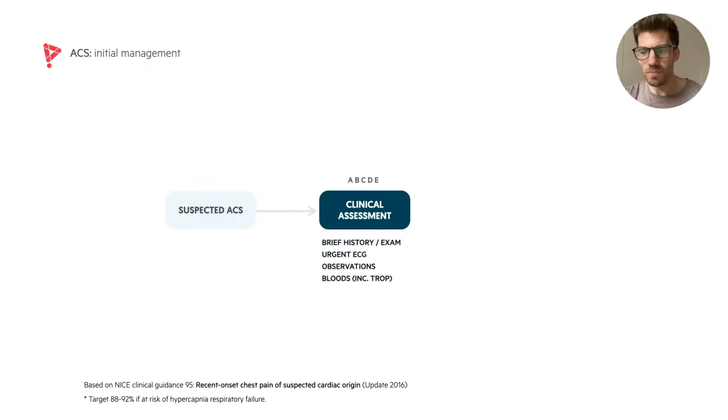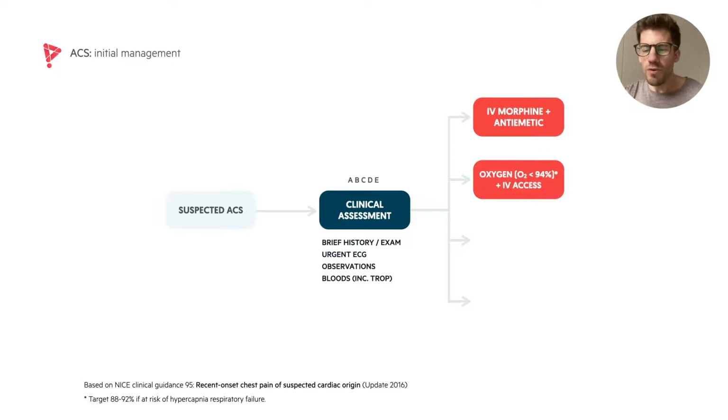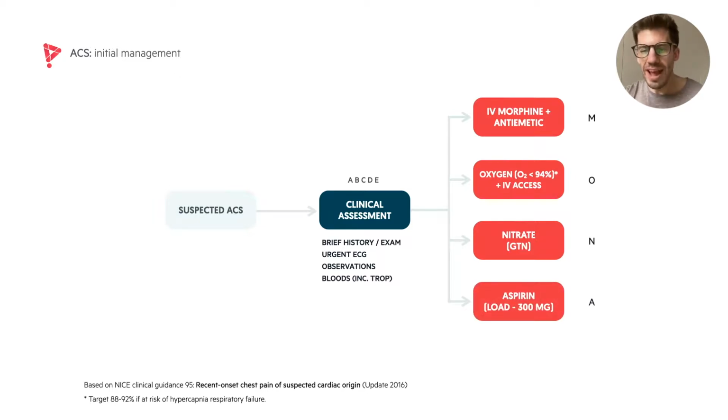So initial management is based on the mnemonic MONA. We can give morphine with an antiemetic for pain relief. We can provide oxygen if required, if they're not meeting their saturation. So typically, if they're less than 94% sats, or less than 88% in someone who is a chronic CO2 retainer. And it's also important we get IV access. We can give some nitrates, usually sublingual, so under the tongue, to help improve coronary blood flow. If it's still severe, we can set up a nitrate infusion. And then we can provide aspirin. We load with 300 milligrams initially. And these 4 steps are all our initial management in people with suspected ACS.